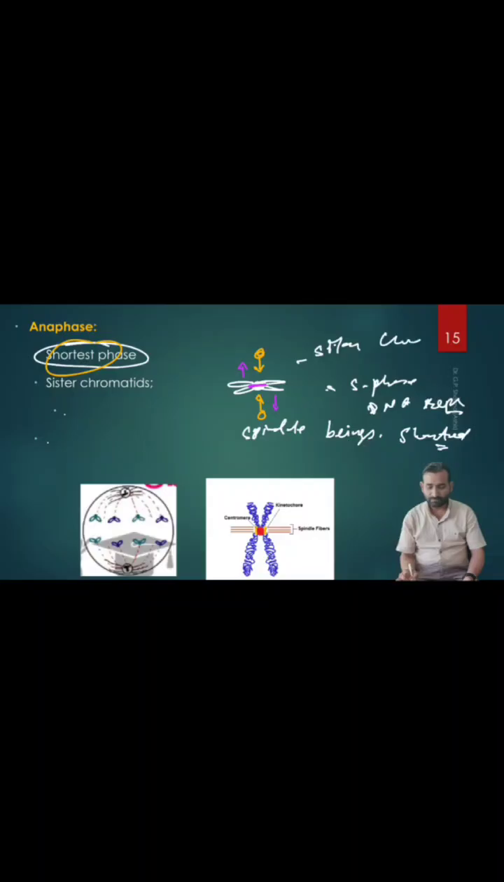Sister chromatids begin to move to opposite poles. During which phase? Anaphase stage. This is the question they will ask you in the exam, so please remember this one. These are the stages, right? So they move to the two opposite poles.